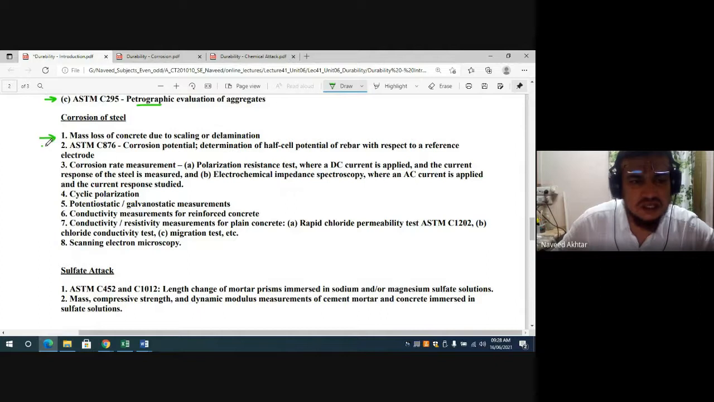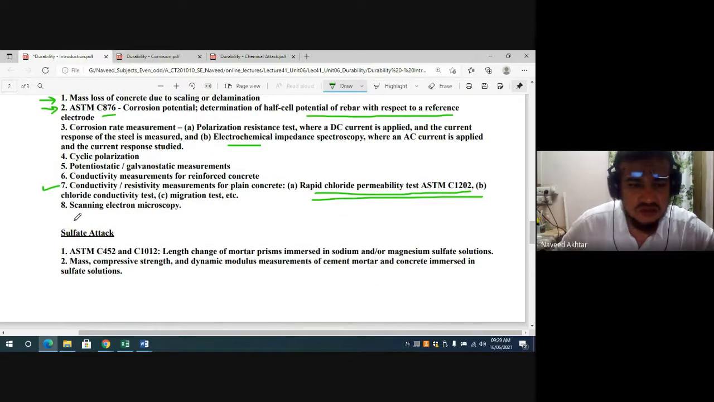These are the effects. ASTM C876 is for corrosion potential determination, the half-cell potential of rebar with respect to the reference electrode. For corrosion rate measurement, the polarization resistance test and electrochemical impedance spectroscopy test, etc., can be performed. Cyclic polarization and conductivity measurement for reinforced concrete. Also, the rapid chloride permeability test is very common, and it is done to check the corrosion of your steel.